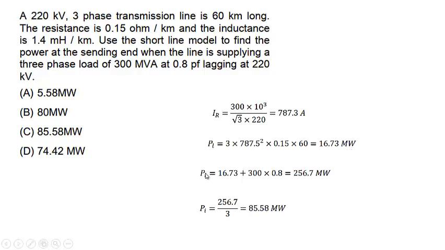So PI will be equal to receiving power, that is this multiplied by this megawatt, that's 300 multiplied by 0.8 plus 16.73. It comes out to be this. But since no option is very close to this, actually when you divide by 3 to this equation, you will get 85.58. Sometimes you need to think out of the box and you need to think as per the options what could be the right answer.